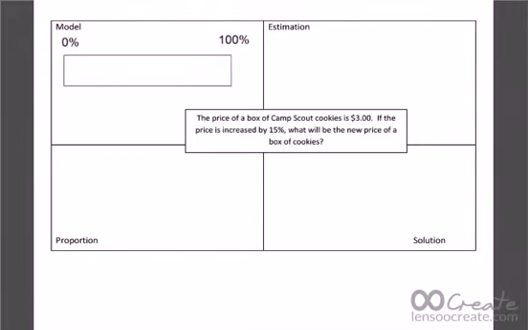And see, I already told you there would be another markup problem. The price of Camp Scout cookies is $3. If the price is increased by 15%, what will be the new price of the box of cookies? Okay, so again, we're going to do old price plus the markup equals the new price.